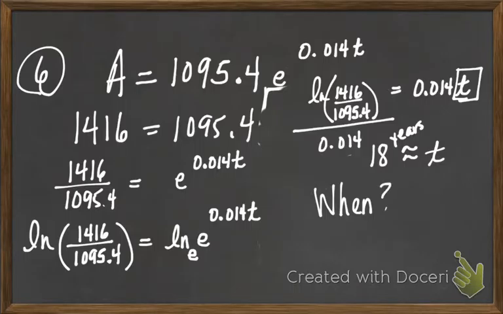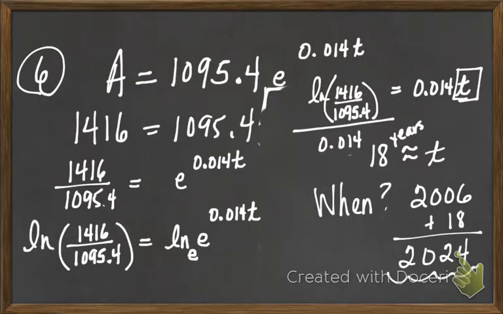So you've got to go back and take 2006 because that's what they told you. t was years after 2006. You have to add the 18 to the 2006 and then your final answer is going to be in the year 2024. That's when the population is going to be 1,416 million. Sometimes they'll ask you for years. If they ask you how old the bones are, then they just want the years. If they want to know when, they want a year. And you'll have to go back and look at your information. Okay? So those will be the easiest problems that you see, where they go ahead and give you the formulas.